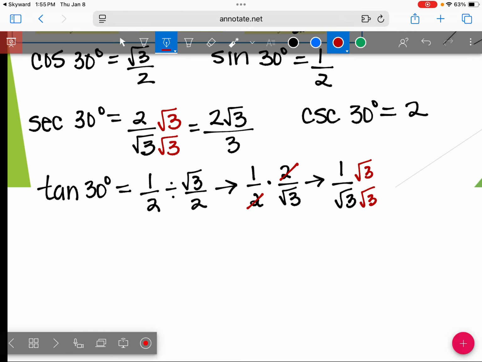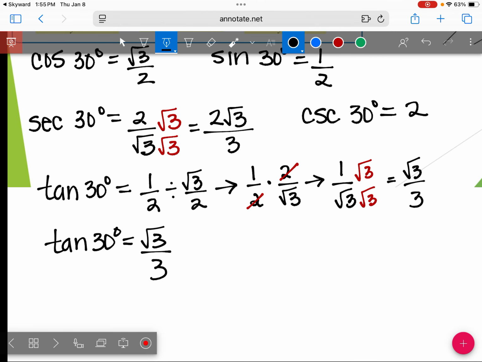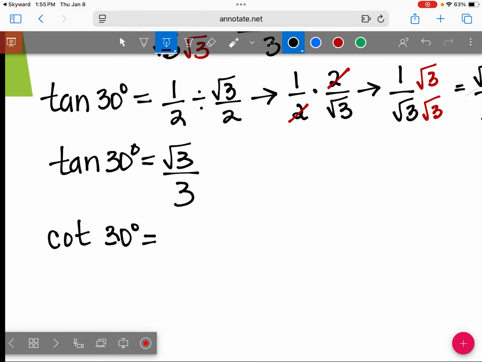This one is a long one. So you end up with positive root 3 over 3. So the tangent of 30 degrees is positive root 3 over 3. All right, now let's finish it out with cotangent. Cotangent is x over y. So I'm going to take root 3 over 2 divided by 1/2. Go ahead and do your keep, change, flip.